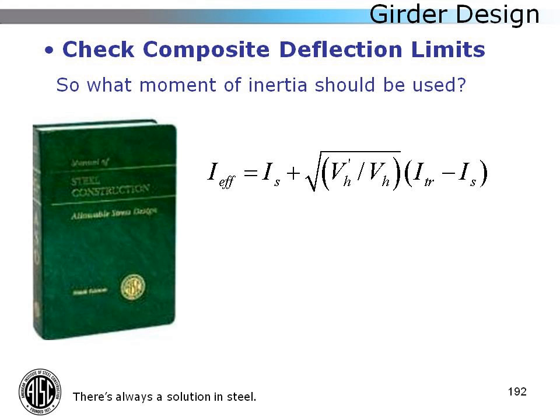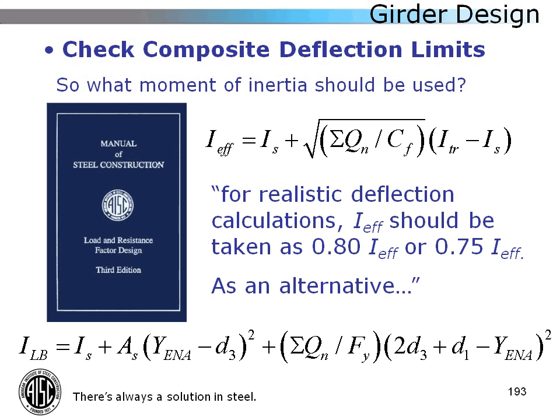And then if you move from this up to your 3rd edition LRFD manual, the equation in the top right here you'll see is the exact same. So it didn't change, just some of the terms changed, but it was the same equation. But we added this sentence that says for realistic deflection calculations, so I guess previously it was unrealistic, I effective should be taken as 0.8 I effective or 0.75 I effective. So you were trying to multiply I effective by itself, and they gave you the choice of using 0.8 or 0.75. It was a bit confusing. They also gave you an alternative to use this new I lower bound equation.